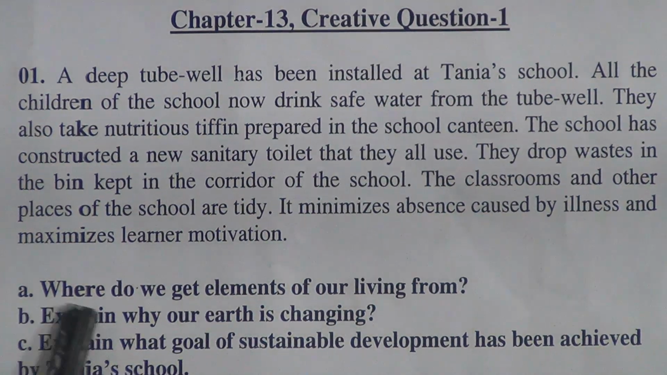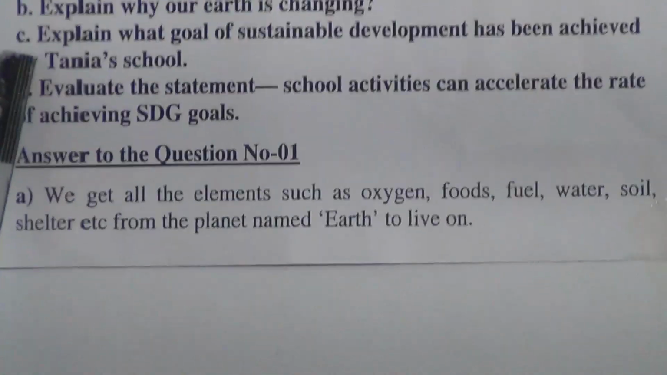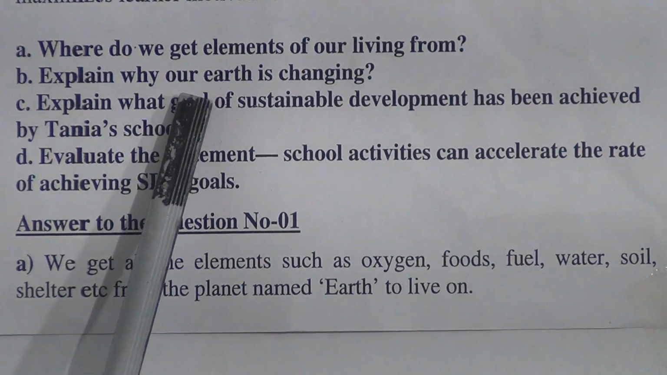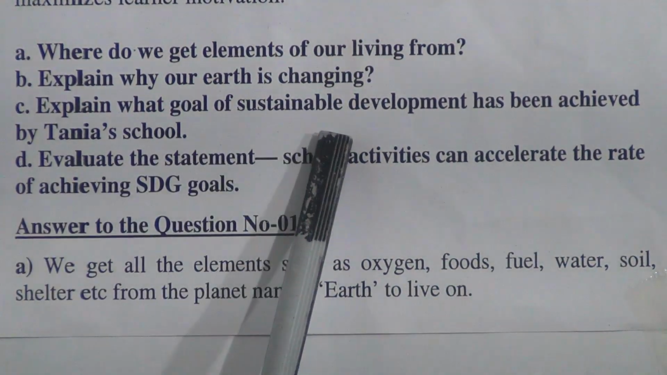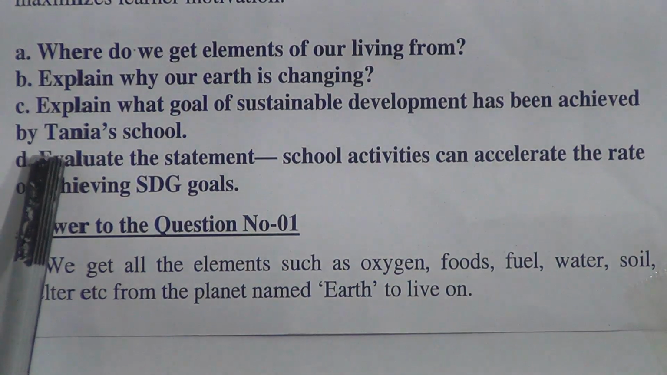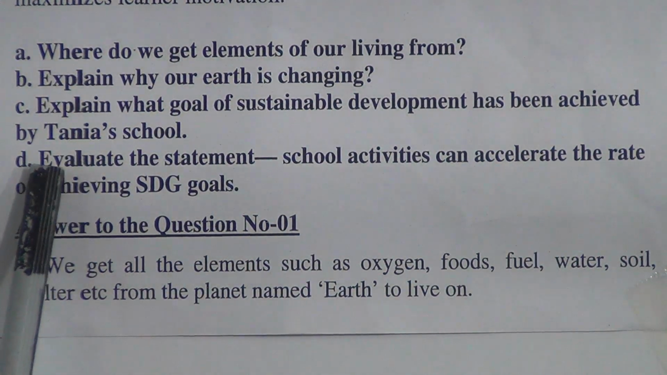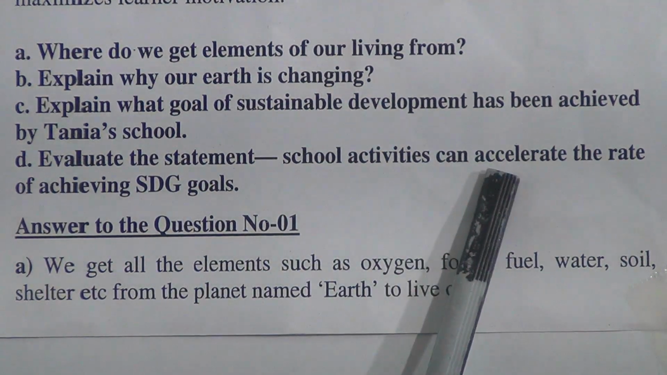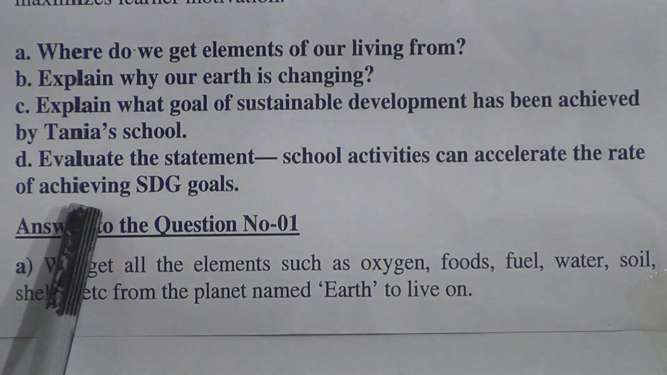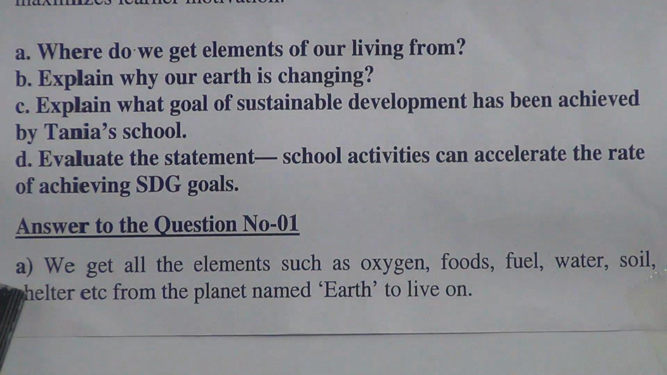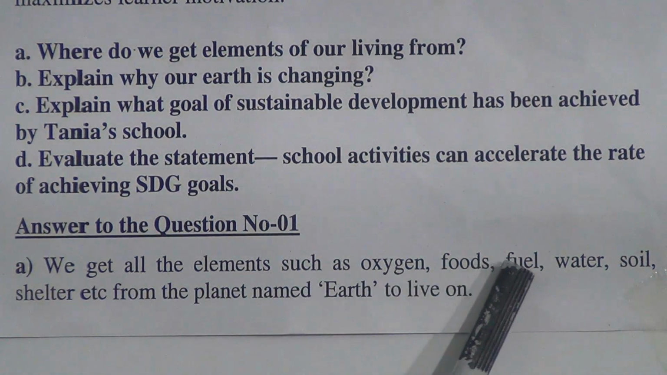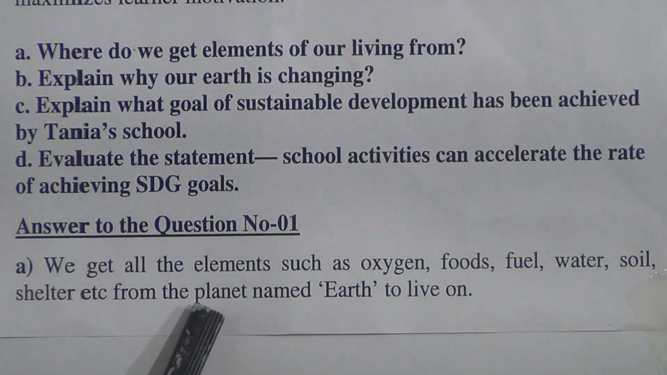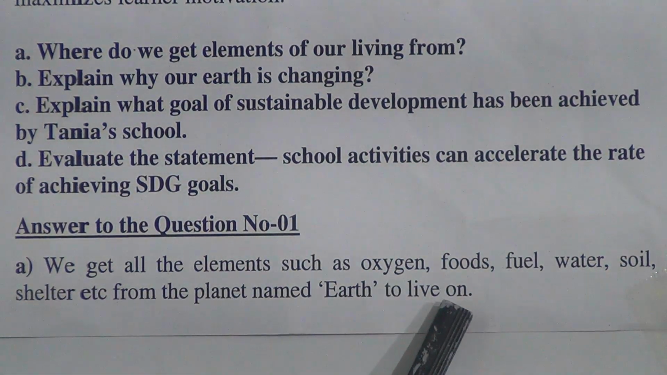Number A question is, where do we get elements of our living from? Number B, explain why our earth is changing. Number C, explain what goals of sustainable development have been achieved by Tania's school. Number D, evaluate the statement, school activities can accelerate the rate of achieving SDG goals. So number A question is, where do we get elements of our living from? Answer is, we get all the elements such as oxygen, food, fuel, water, soil, shelter, etc. from the planet named Earth to live on.